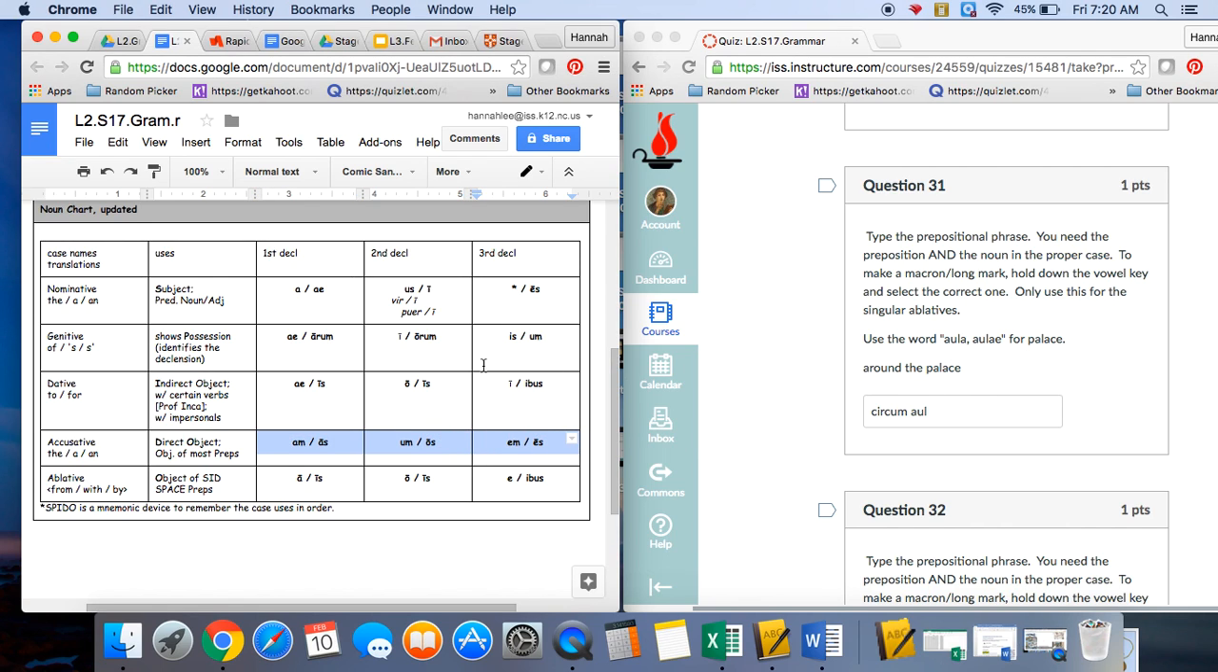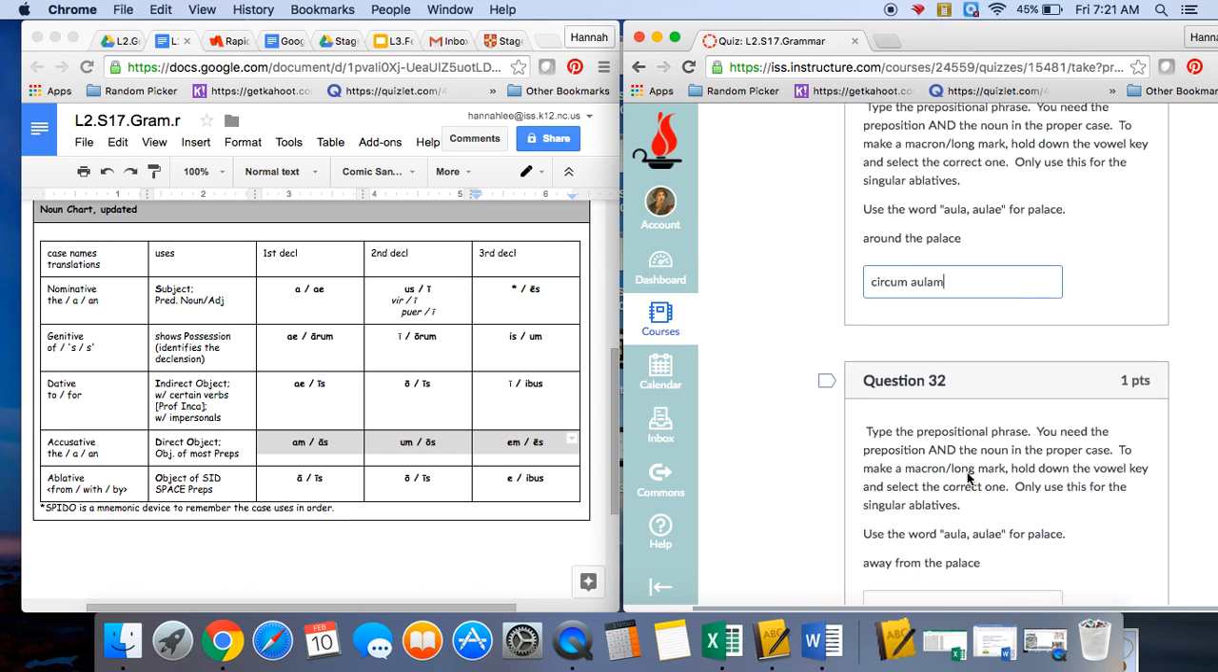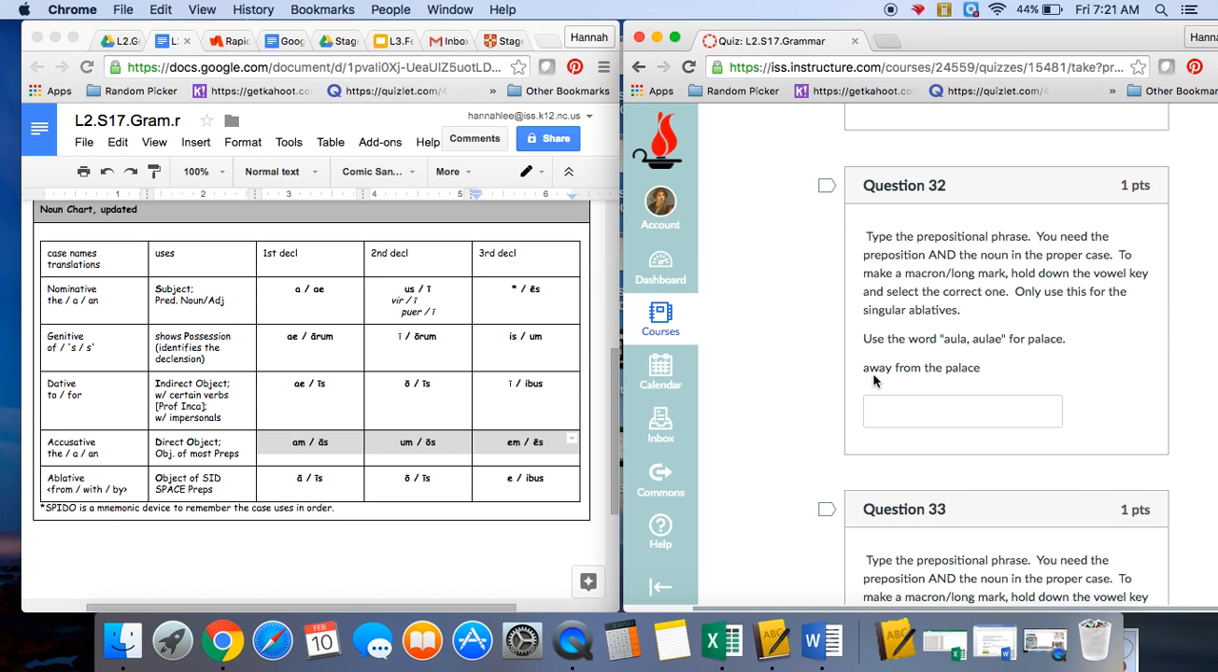Palace is a first declension word. It's an AE word, so you have to use these. And then it's just one palace, so we need the ending AM. We're not going to use any long marks, just add in your AM. Let's move down to number 32.